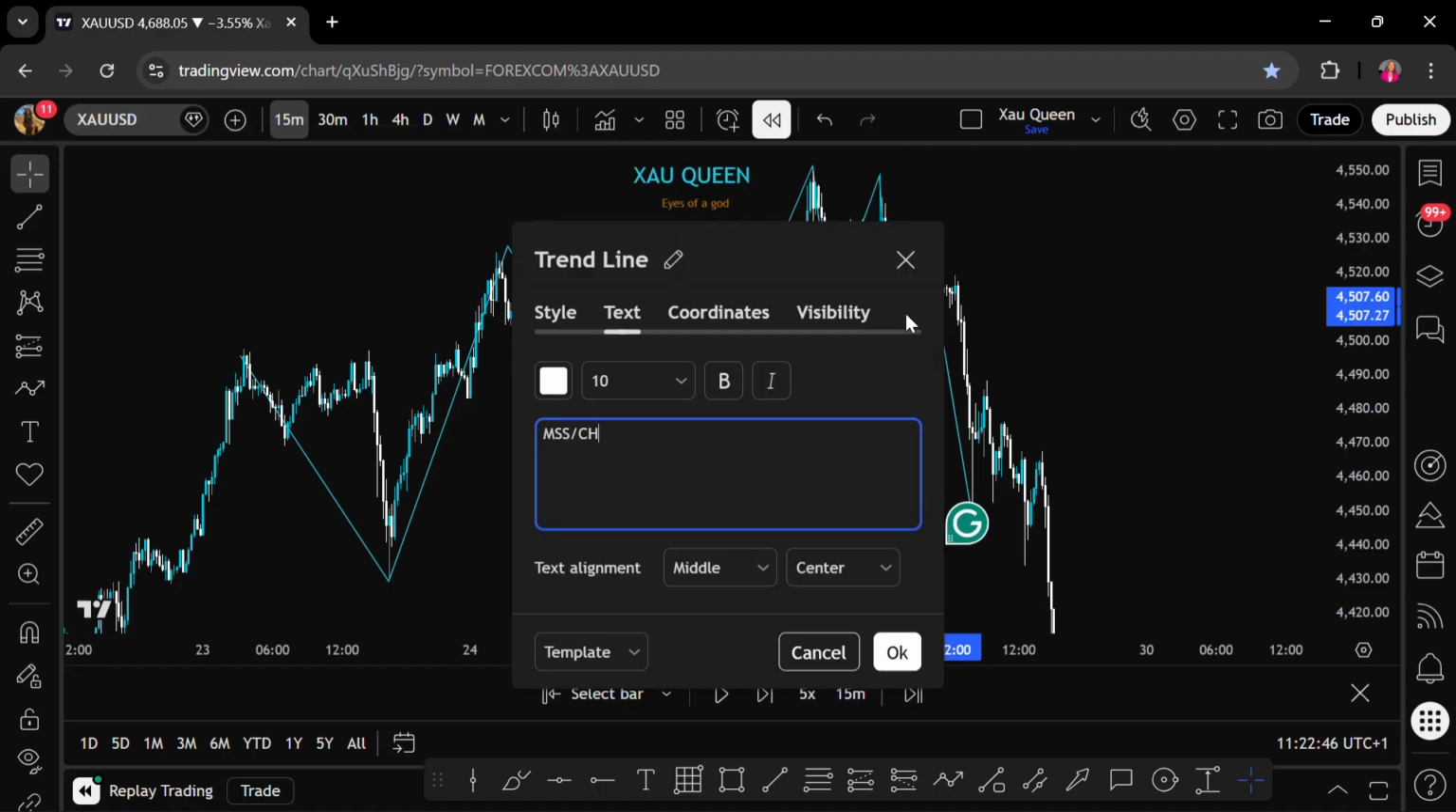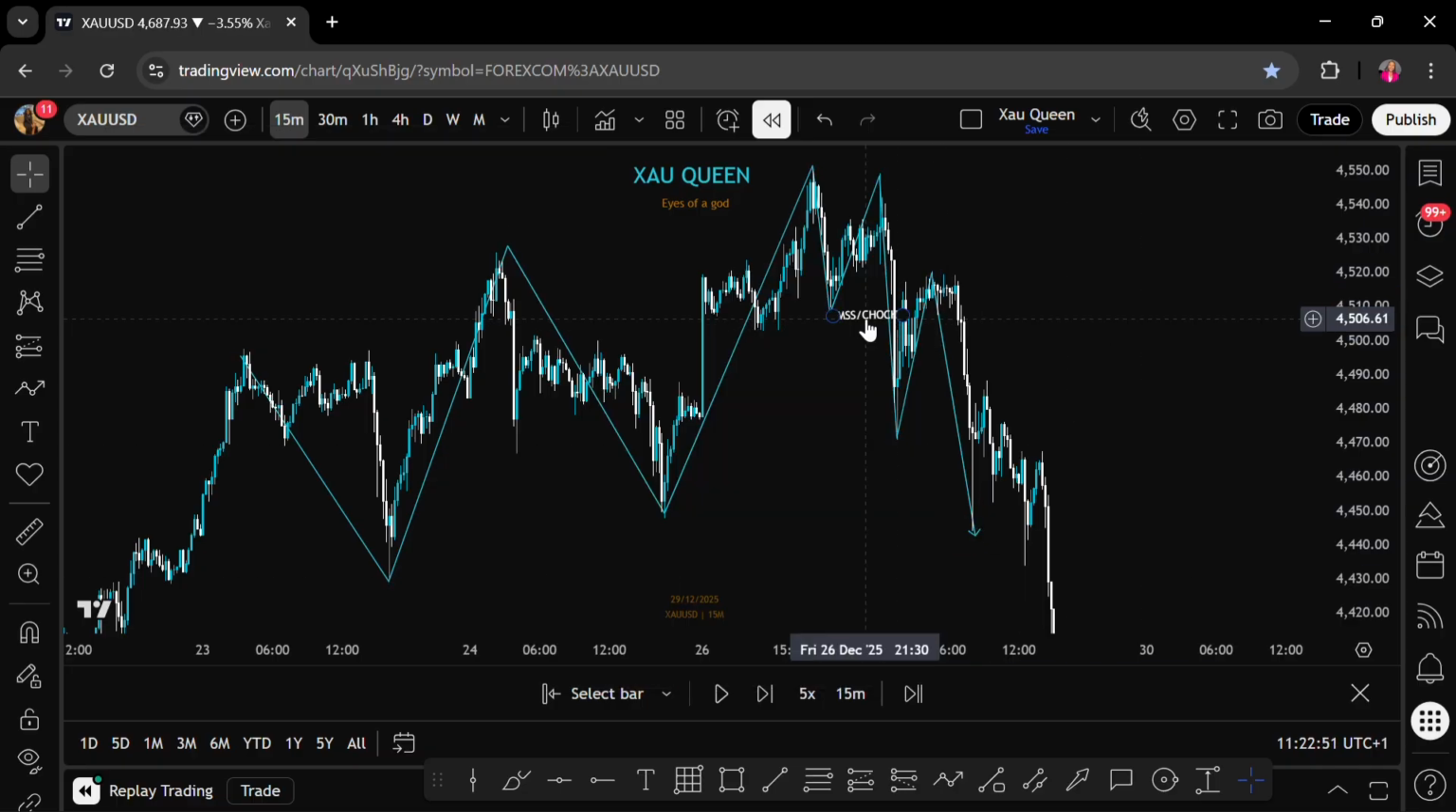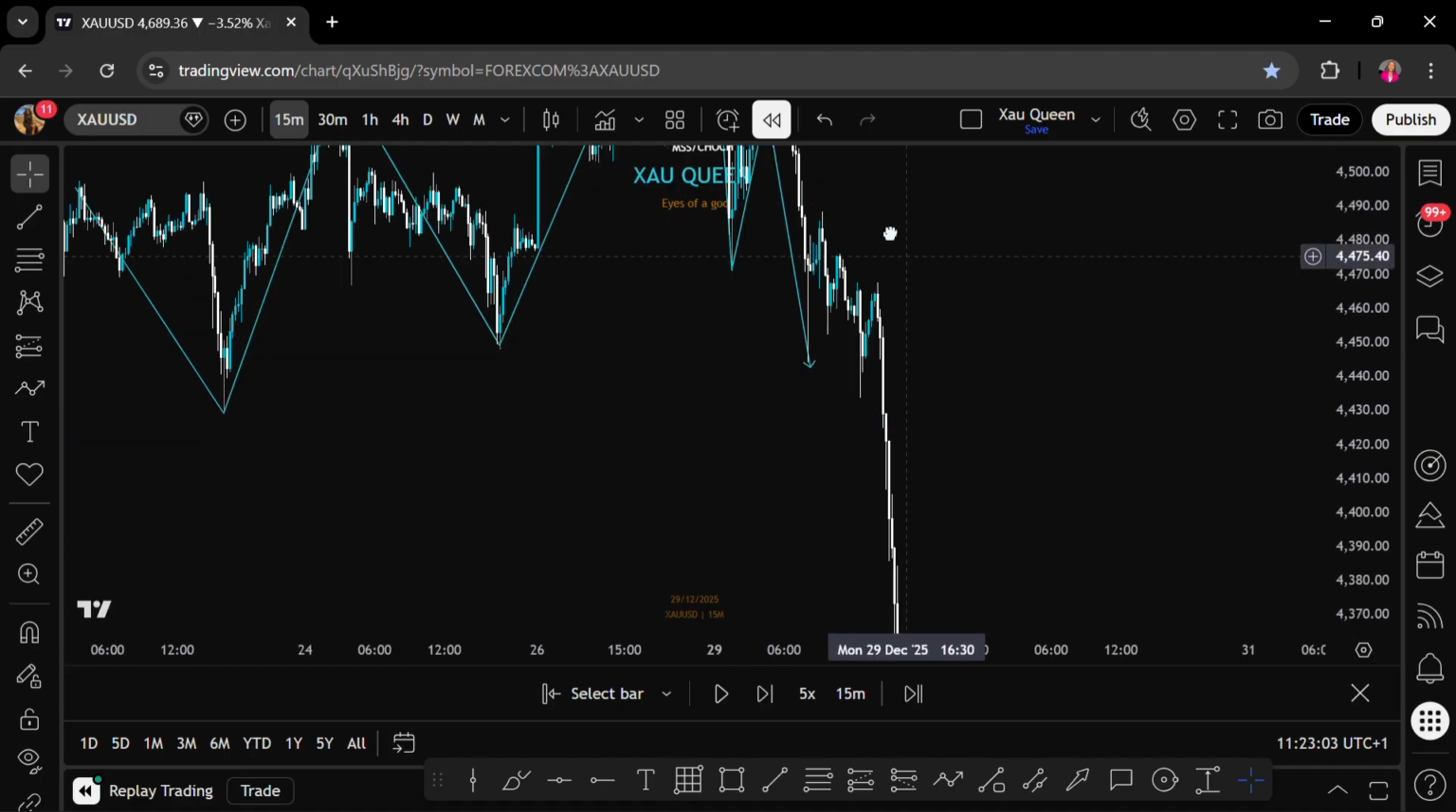Or when you see people write CHoCH, like this, they mean the same thing. Market structure shift or change of character. Any one you use is perfectly fine. Do you get? So now you know that yes, this market is changing to the downside.